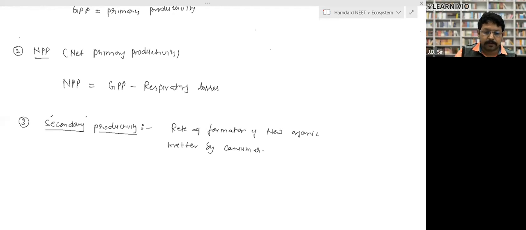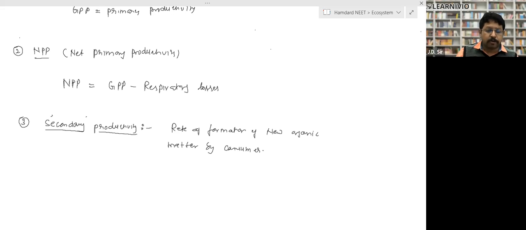Plants are producers. Whatever they produce is the primary productivity. Now, what is the secondary productivity? Suppose there is a rabbit, and every day the rabbit is eating the plant. Whatever mass the rabbit is gaining, meaning whatever mass these consumers are gaining, that is called secondary productivity.